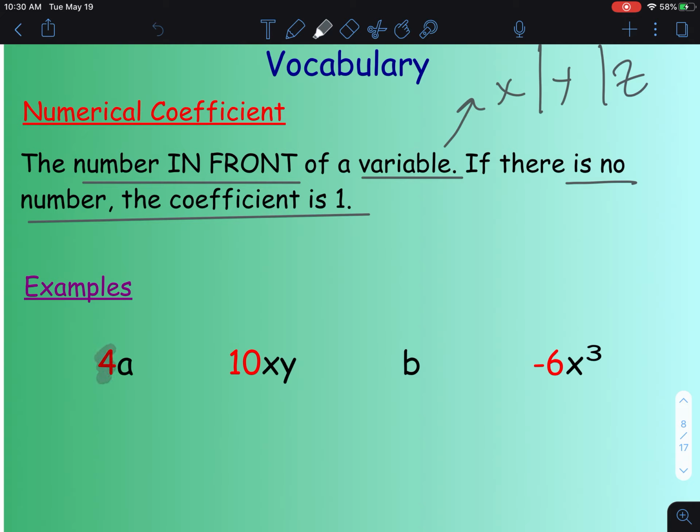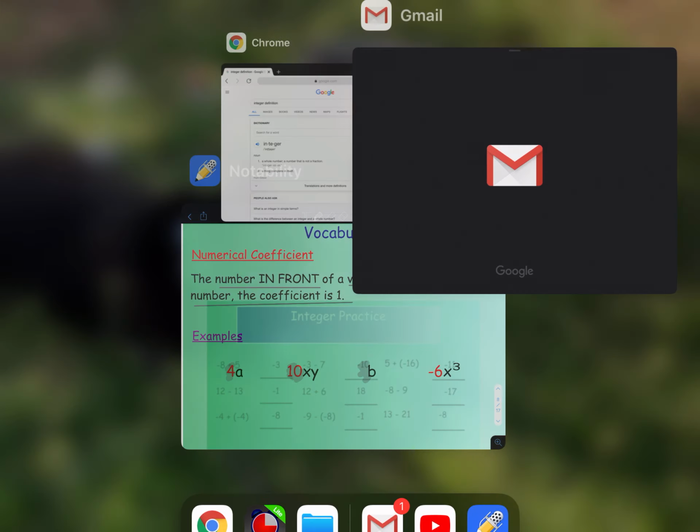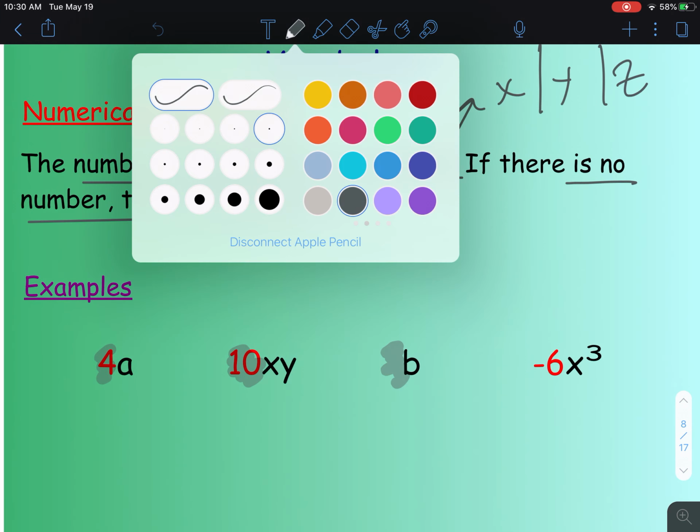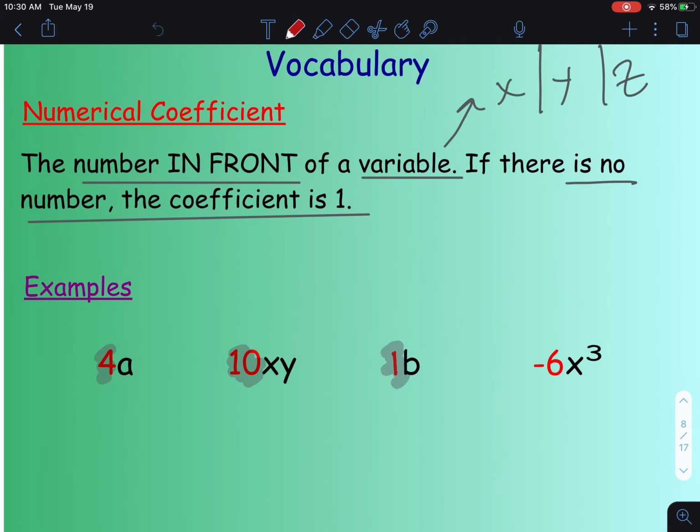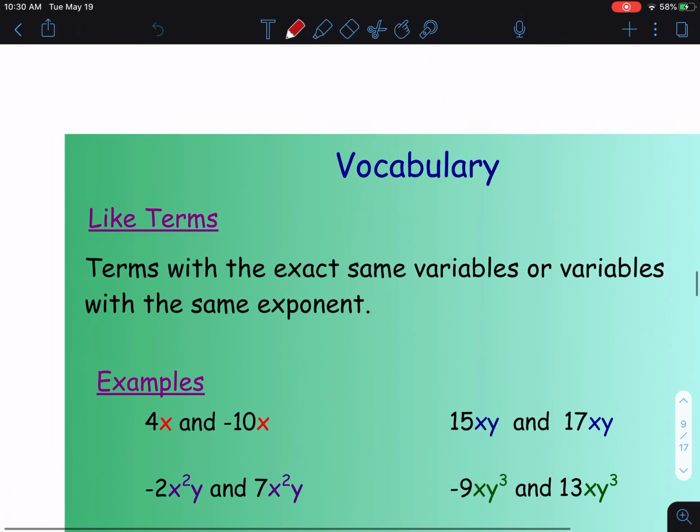The second one, we have 10xy. Coefficient is 10. The next one, we don't have anything there, so that coefficient is that invisible 1 that we talked about last video. And the last one is -6. That is the coefficient. Do not drop that negative or you'll be in lots of bad trouble. Okay, another couple of few things.